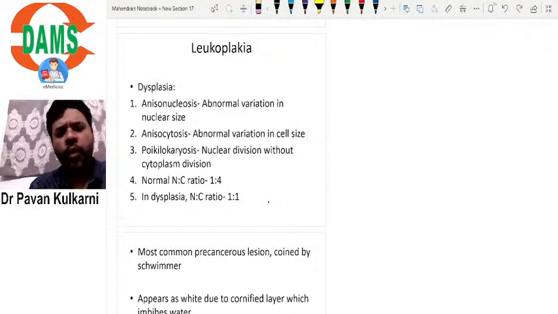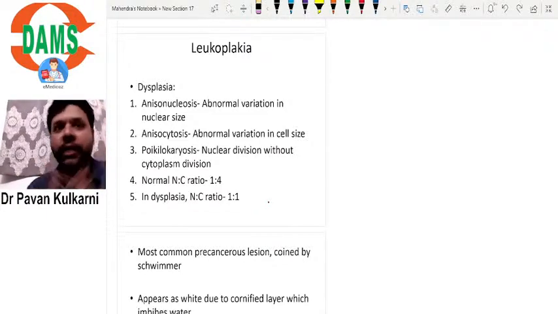Poikilokaryosis. What do you mean by poikilokaryosis? The nucleus of a cell is dividing, but the cell cytoplasm is not dividing. That is called poikilokaryosis. The end result of poikilokaryosis is a cell with multiple nuclei.